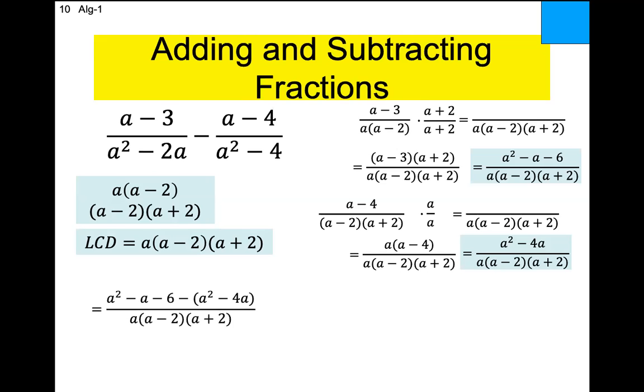That's going to give you a minus a squared. That's going to give me a positive 4a. Okay? The nice thing is some stuff is now going to go away. Check it out. I got an a squared, and I got a minus a squared, those go away. I got a 4a minus a, and I got a minus 6.